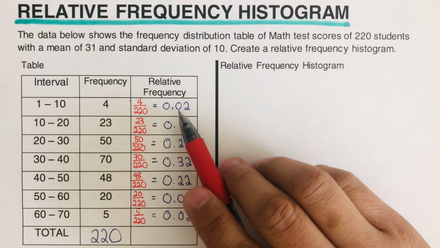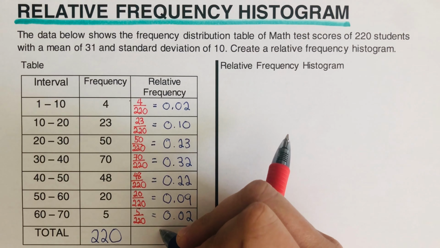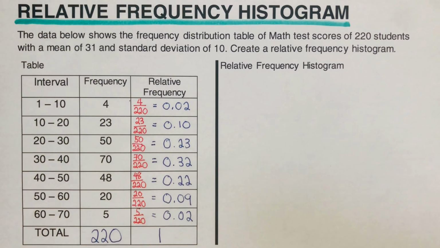Now, if I add all of these relative frequencies that we have here, the total should be 1. So if you add all of these and it doesn't come out 1, be sure that you check your work and see which part you missed. So the relative frequency total would be 1. So from here, we're now ready to create the relative frequency histogram.